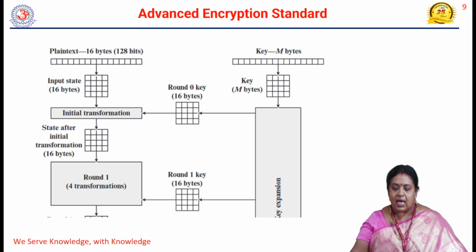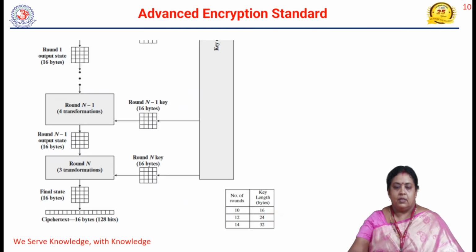For this add round key transformation, we are going to use a round key which is of 16 bytes, represented as a matrix. Like that, we are going to continue. So in round 1, we perform 4 transformations, and after completing them we get the output, which will be called the output state, of 16 bytes only. That will be given to the next round. As usual, for the next round also, we are using the round key, and we again have the 4 transformations.